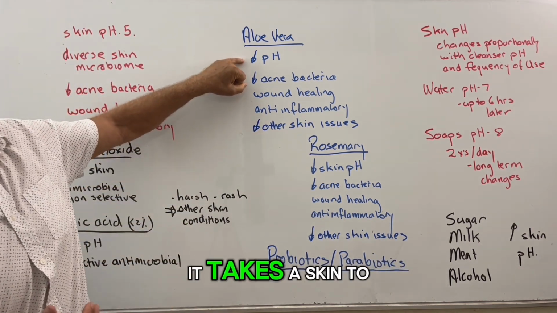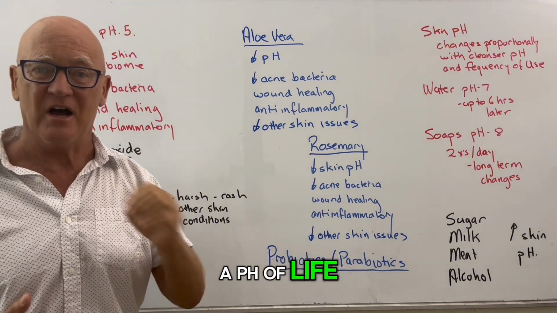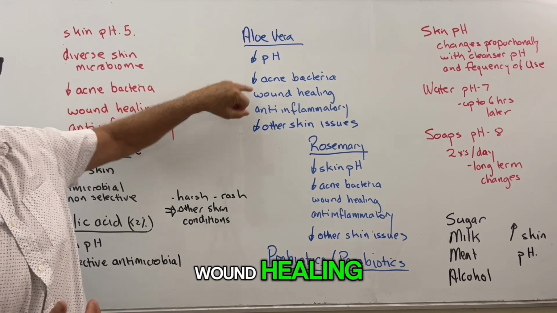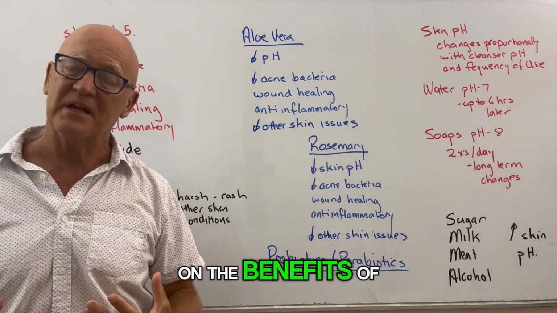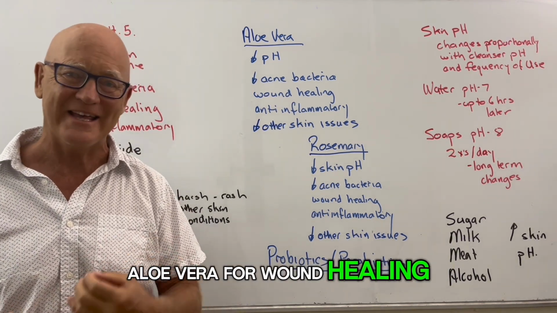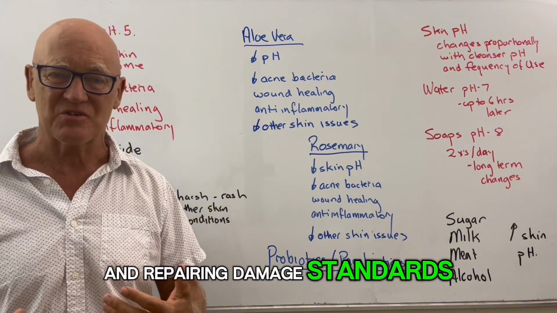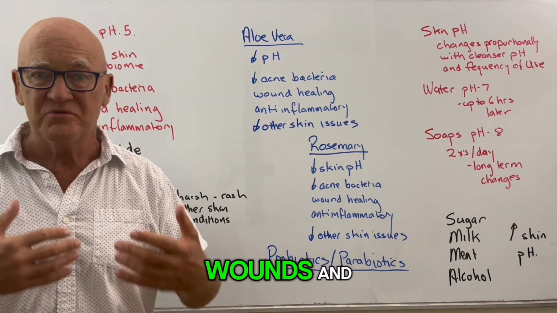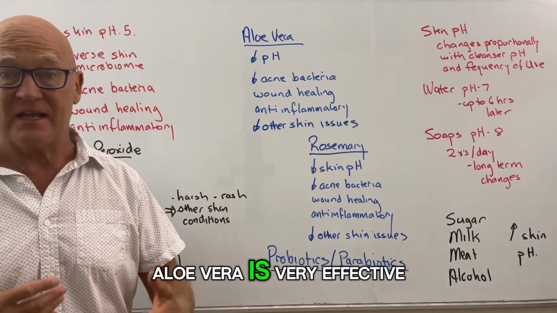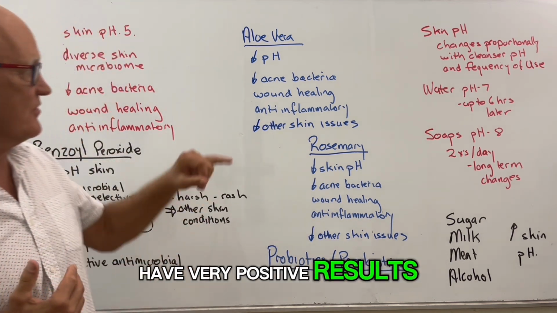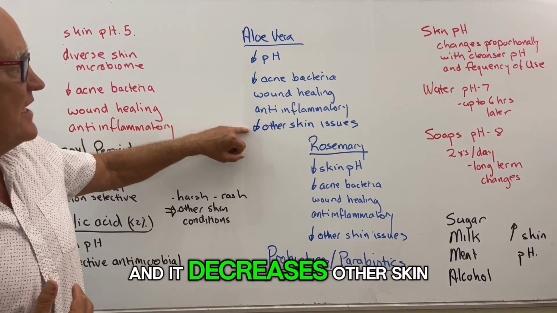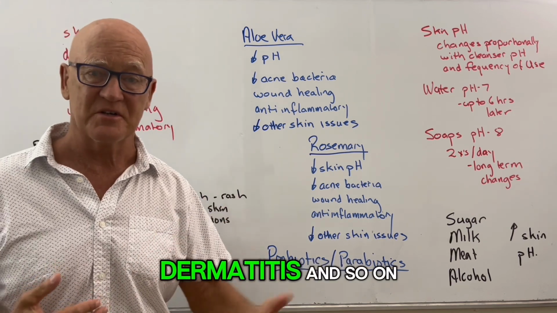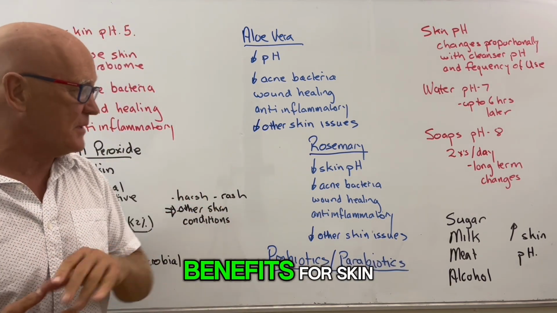First of all, it takes the skin to a pH of 5, which is pretty well ideal. Decreases the acne bacteria, wound healing. There are dozens of studies on the benefits of aloe vera for wound healing and repairing damage done to the skin. Even in burn cases, serious cases with serious wounds and skin damage, aloe vera is very effective and shown to have very positive results. It's anti-inflammatory, and it decreases other skin issues such as rash and rosacea, dermatitis, and so on. Lots of positive benefits for skin.